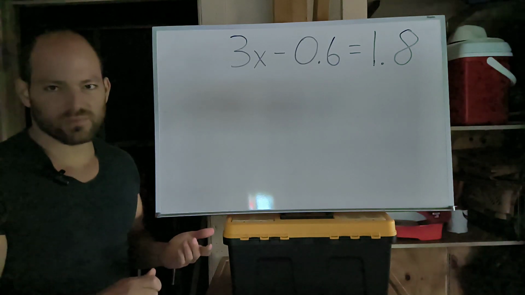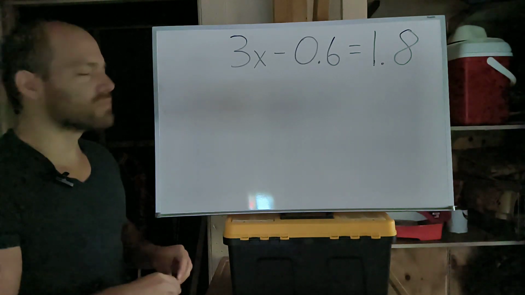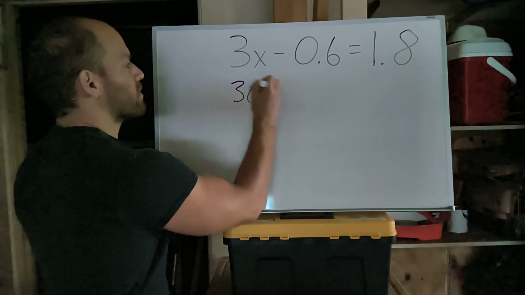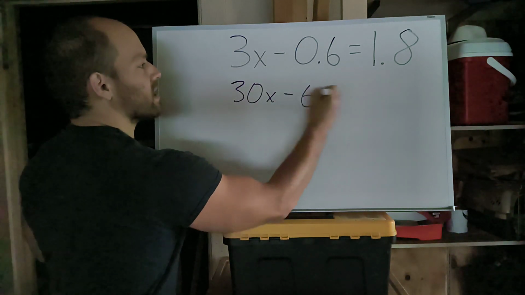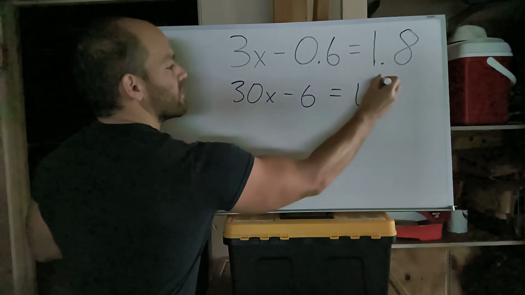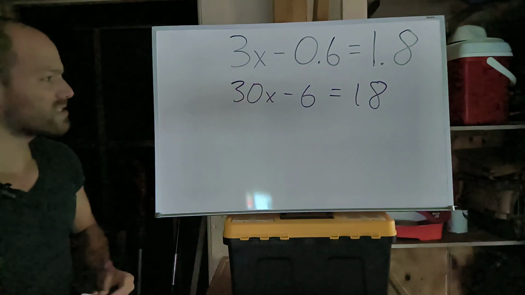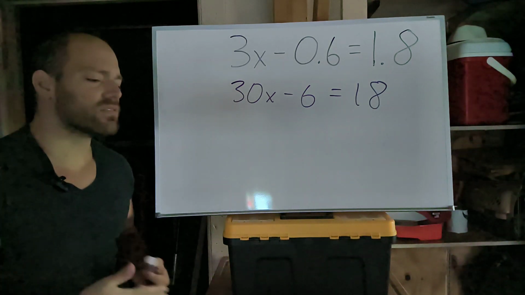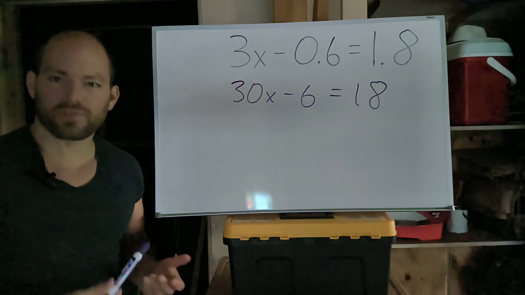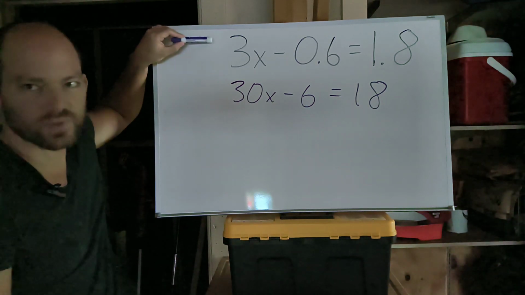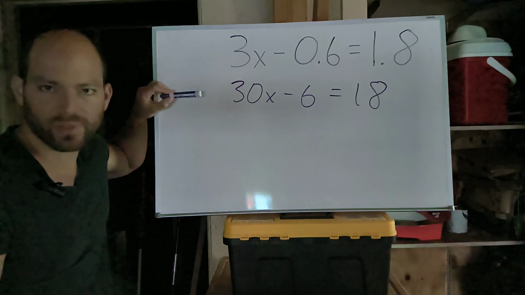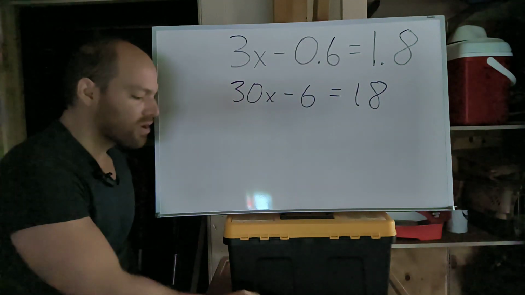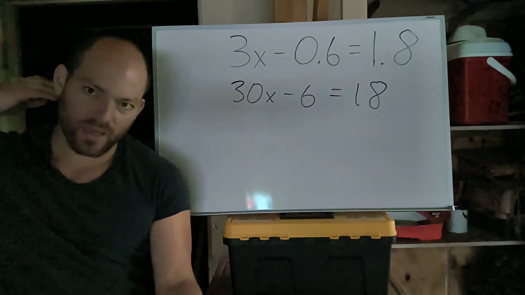So what I suggested we do here is just multiply everything by 10. And that's going to give us 30x minus 6 equals 18. And now we have an equation that's even simpler to deal with. Now, I realize that for those of you who are saying, well, this was simple enough, why are we overcomplicating things by just multiplying whatever? Just boom, add this, divide by 3, done. What's your problem here? Why are we doing this?